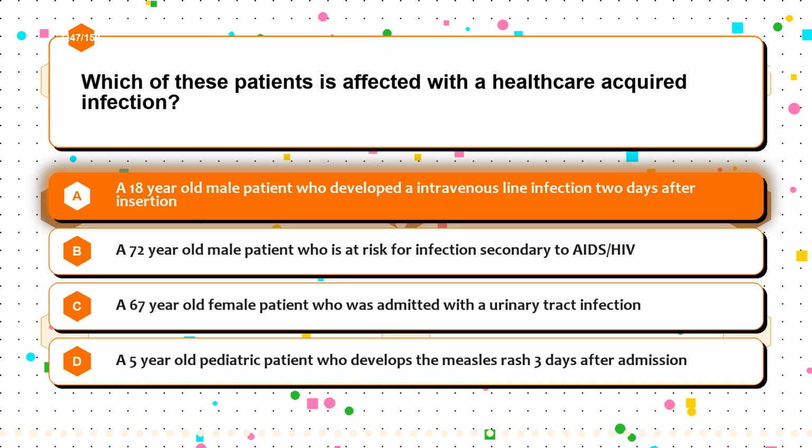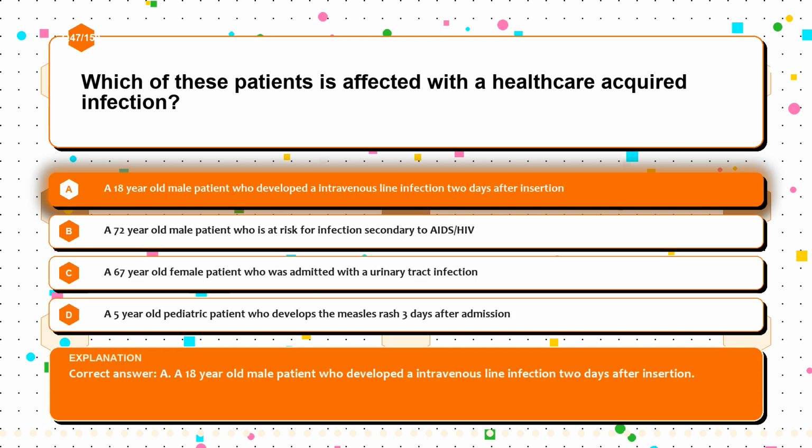The correct answer is option A, a 18-year-old male patient who developed an intravenous line infection 2 days after insertion.